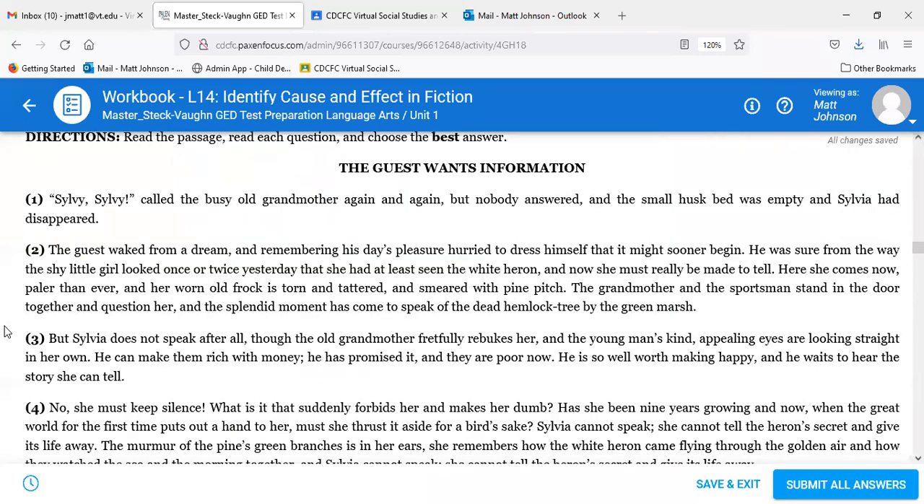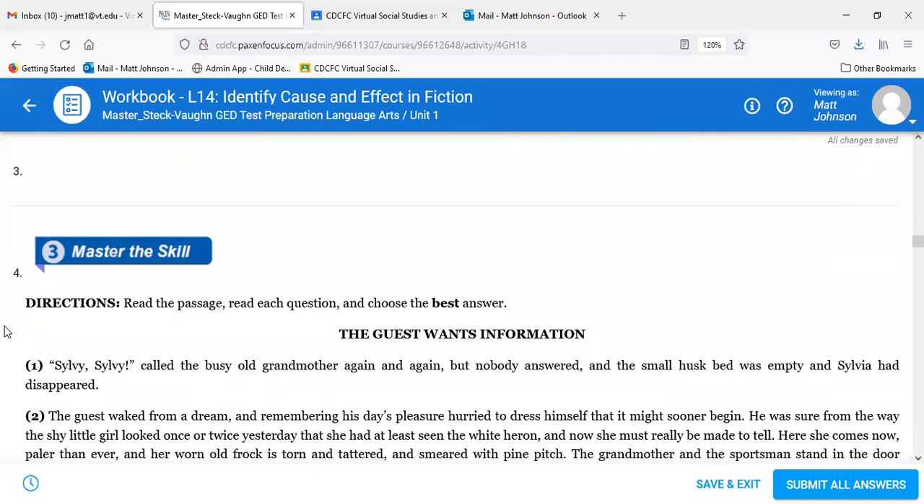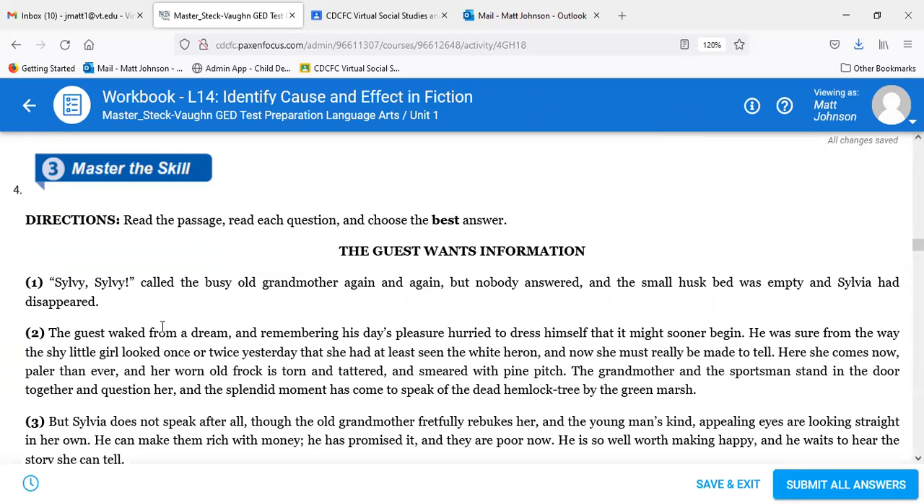All right, we'll split it up here. I'll start and then I'll pass it off to somebody. So the guest wants information. Sylvie, Sylvie, called the busy old grandmother again and again, but nobody answered, and the small husk bed was empty, and Sylvia had disappeared. Grace, you want to read the second paragraph?